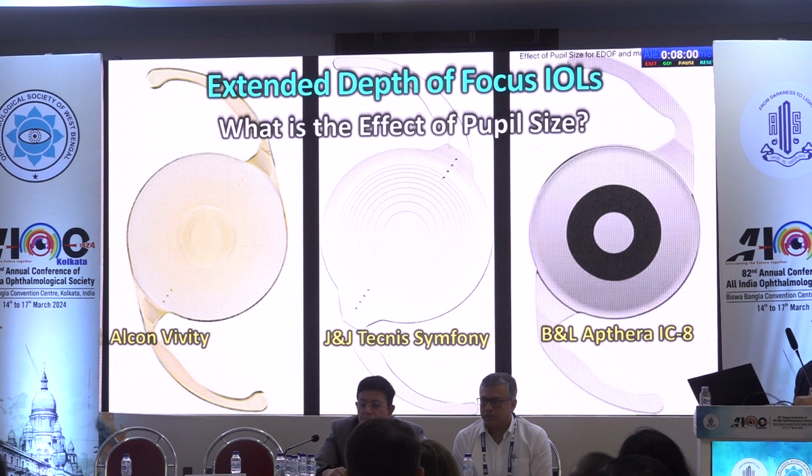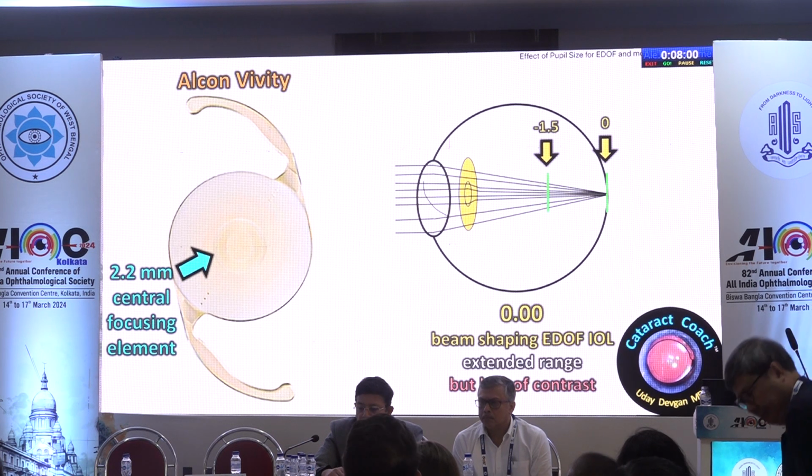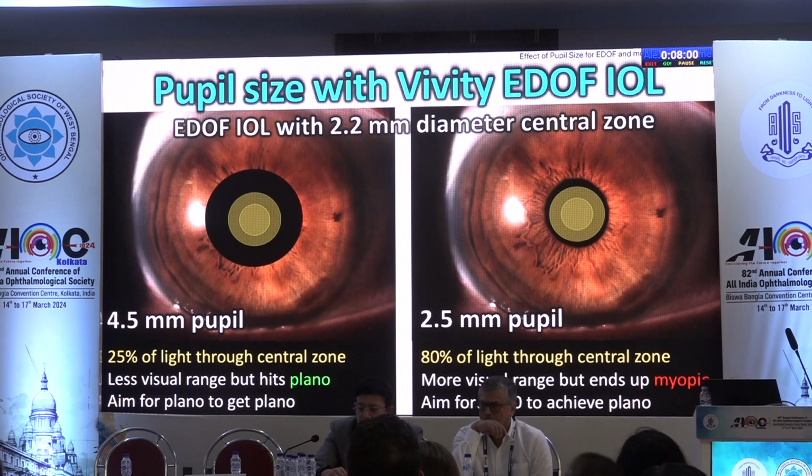We only have 3. We have the Vivity, we have the Symphony, and we have the Apthera. Now, obviously, we know the Vivity works by that central 2.2 millimeter element that changes the wave shaping. That causes a little bit loss of contrast, and it gives about a 1.5 diopter range. But remember, it's that central 2.2.